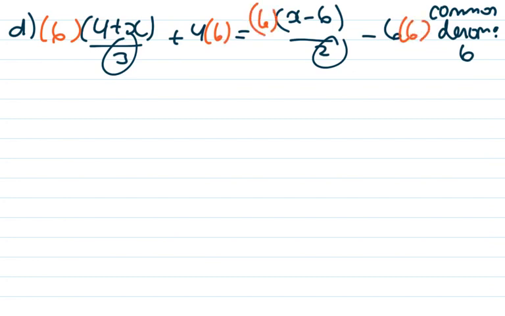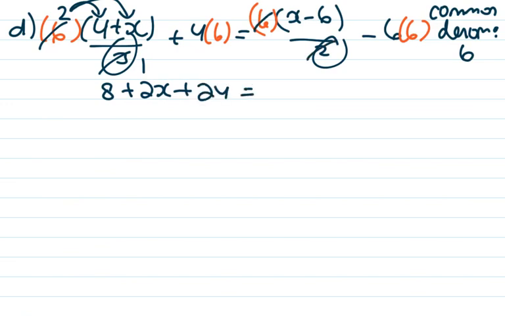So I'm left with, I can just actually cancel this out to be a 1 and a 2. So now I'm left with 8 plus 2x plus 24 equals, I'll cancel out again to be a 1 and a 3. So that would be 3x minus 18 and then minus 36. Now I have all whole numbers.